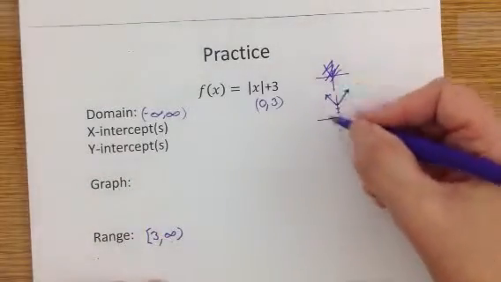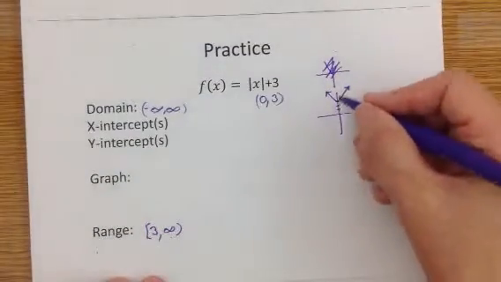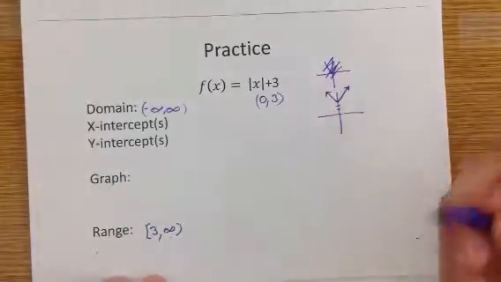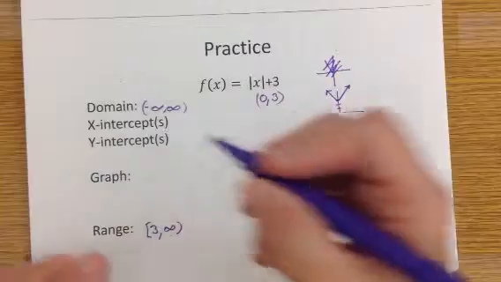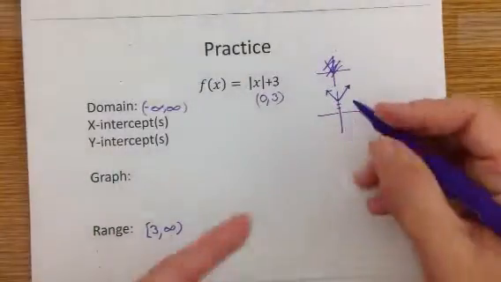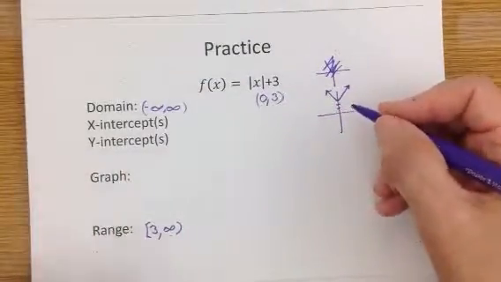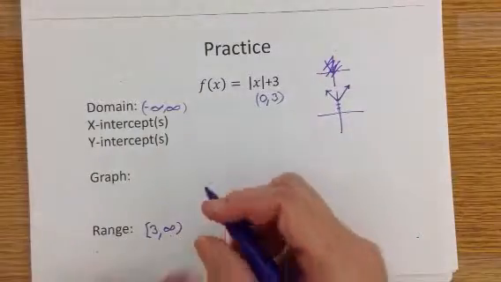I want you to get really comfortable at drawing just a quick little sketch of a graph. Please don't do this stuff in your head. Don't memorize that absolute value graphs are domain negative infinity to infinity. That's ridiculous. Draw a little graph, draw a little picture, and then answer the questions.